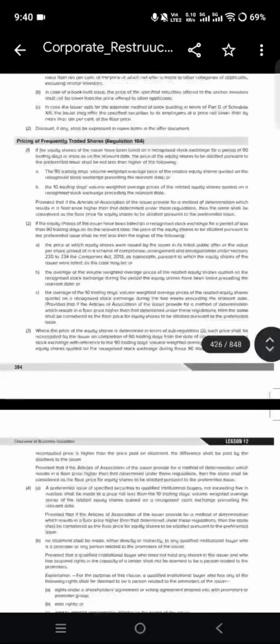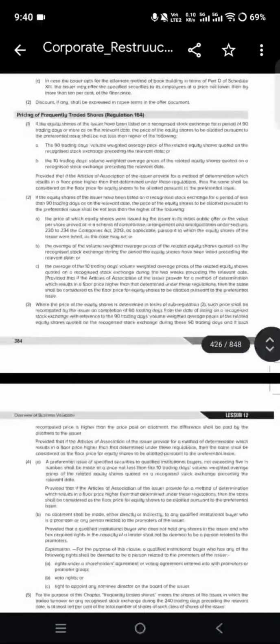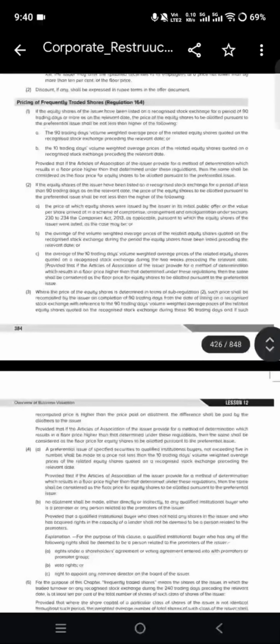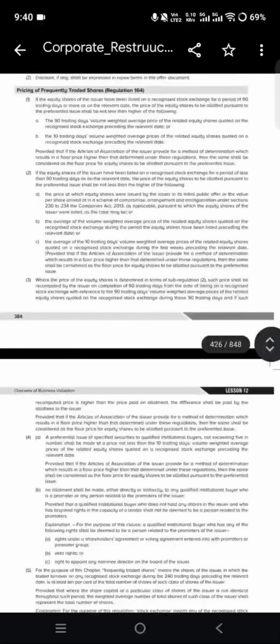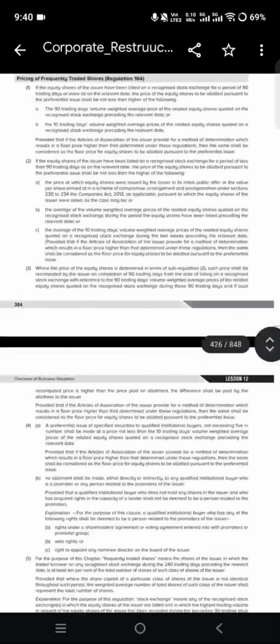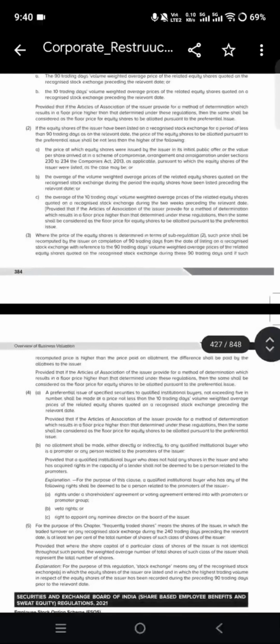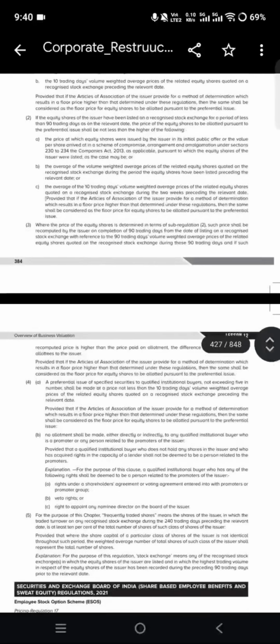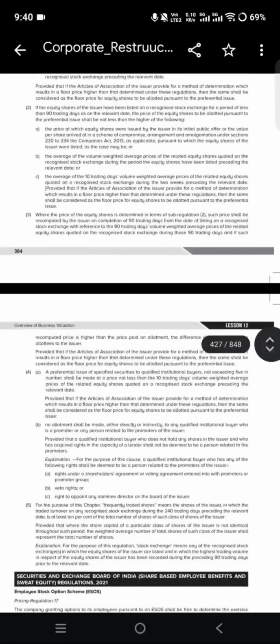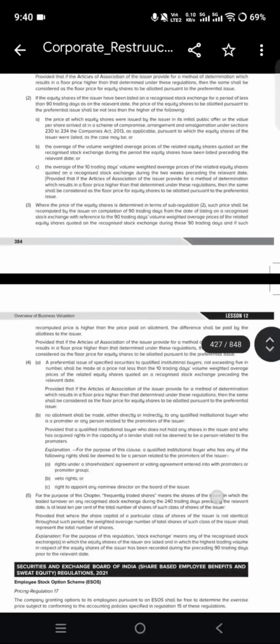The SEBI ICDR Regulations 2018. Face value of equity shares. The disclosure about face value of equity shares shall be made in the draft letter of offer, draft offer document, advertisement and application form along with the price band or issue price in identical font size.